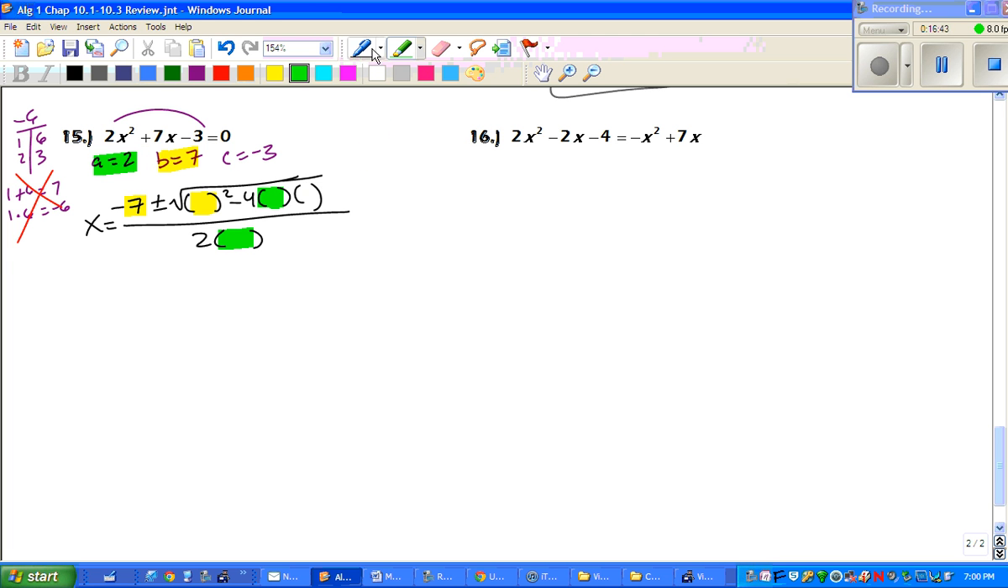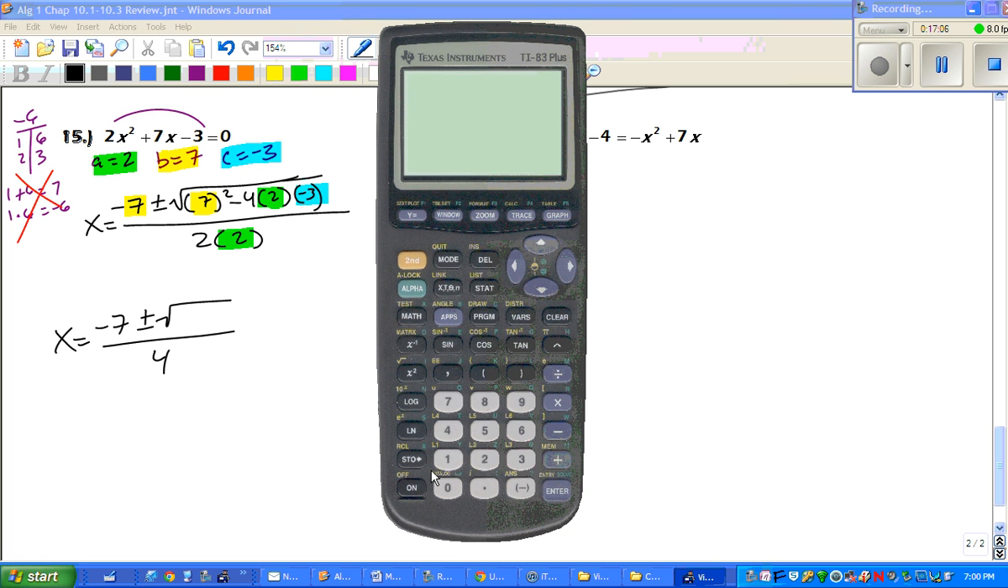So you guys need to know where all those numbers go, okay? So we're going to plug in a 7 over here, a 2, a -3, and a 2. So -7 plus or minus 2 times 2 is 4. And now we're just going to go in our calculator and we're going to type in everything under the square root. So 7 squared minus 4 times 2 times -3. And that tells us it's 73.